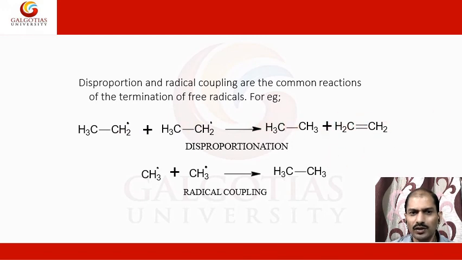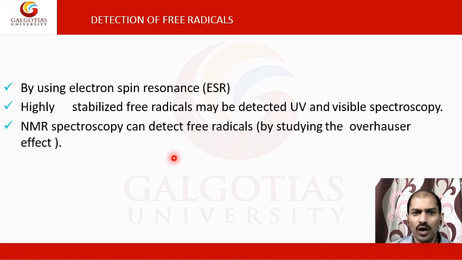Now free radicals can easily be detected by ESR. They can also be detected by UV visible spectroscopy, and there are a number of other techniques. NMR spectroscopy can detect free radicals by studying the Overhauser effects. These are some of the important techniques which are very useful to detect free radical species. So free radicals can be easily detected by these methods.